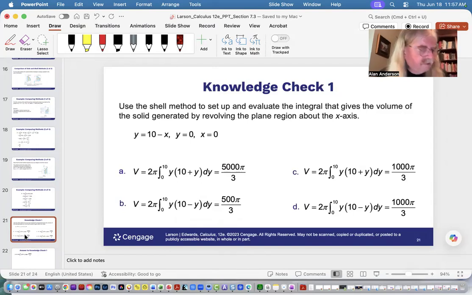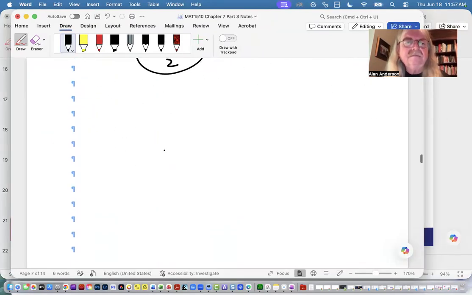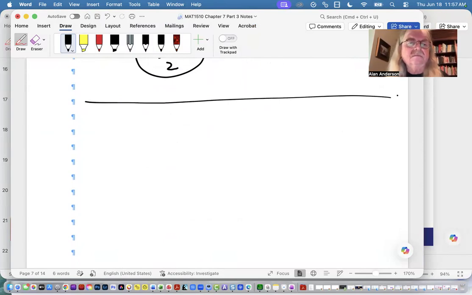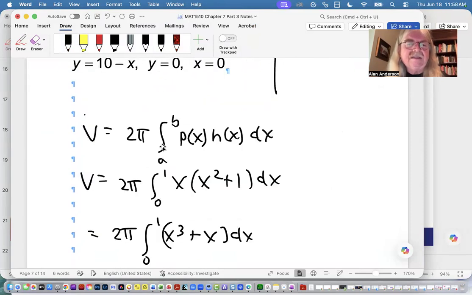All right, so now at the end here, we have these two knowledge checks. They're going to test our knowledge about the shell method using, in one case, revolving around the horizontal axis, and in the other case, the vertical axis. So again, the whole thing is all about setting it up correctly. So let's try this one. The integrals are easy.